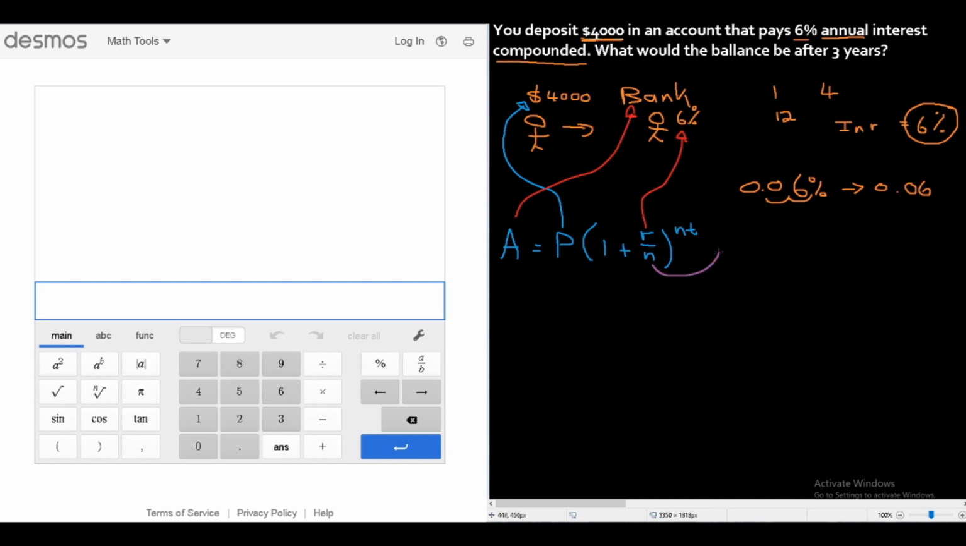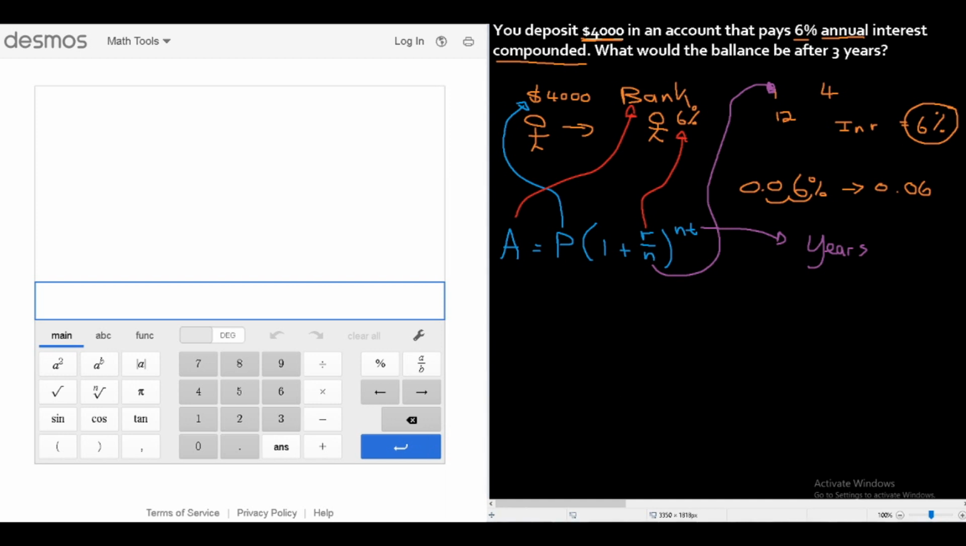N would be the compounding, annually, meaning that it will only be once per year. So N would be the terms. If we talk about compounded quarterly, N would then be 4. If we talk about compounded daily, N would be 365, unless it's a leap year. And T will be the amount of years.